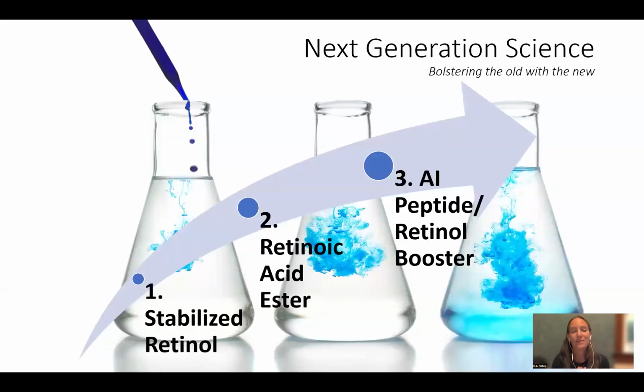So we're super excited at this time because it really shows that we're entering a new generation of science where we're bolstering the old with the new, right? Retinols and retinoids have been around forever, but the fact that you've got a retinol that is stabilized, that isn't going to have some of that irritation that we typically find with retinol, actually a retinoic acid ester, something that's so close to being a retinoic acid, but again, without that irritation, and then an AI peptide that has the ability to act as a retinol booster makes this a super exciting time to be in the cosmetic industry. So that was it.